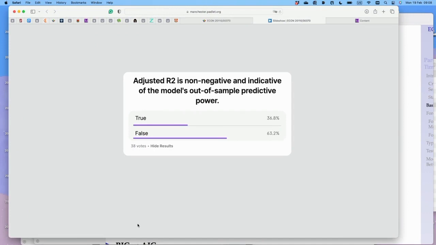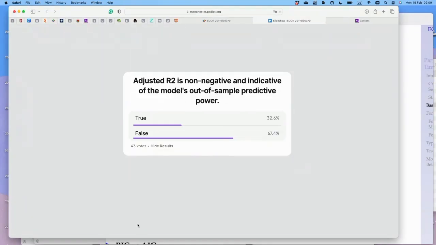The entire sentence is completely wrong. First of all, adjusted R-square is not non-negative. Adjusted R-square can take negative values. It's the R-square that is strictly bound by 0 and 1. Adjusted R-square is bounded above by R-square, but it can be negative. Okay, that's the first part that is wrong.